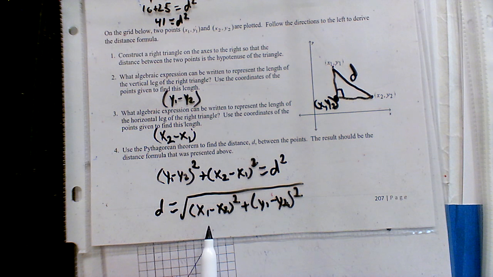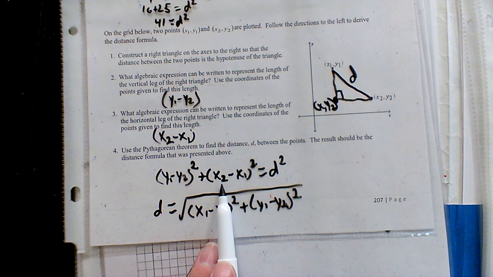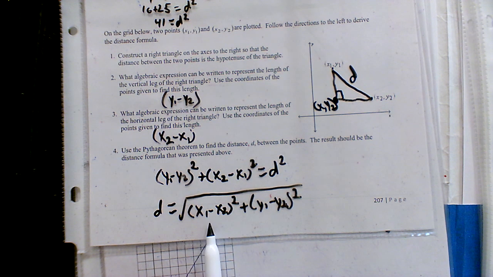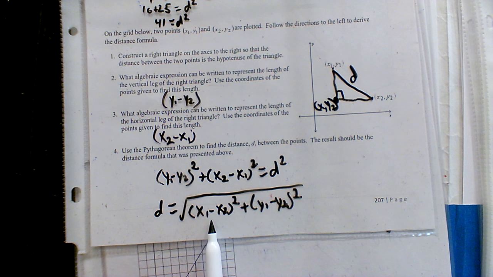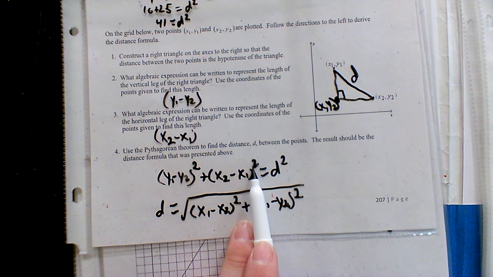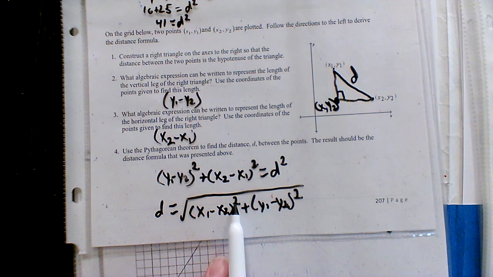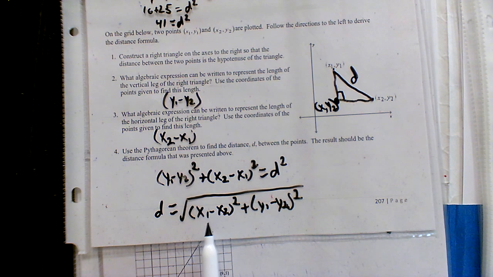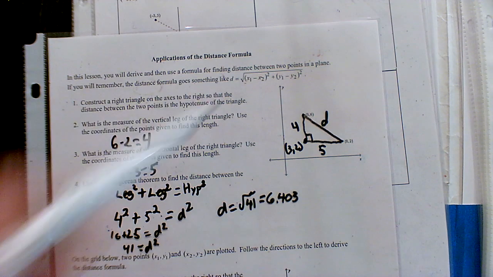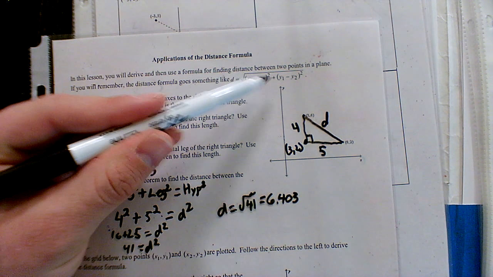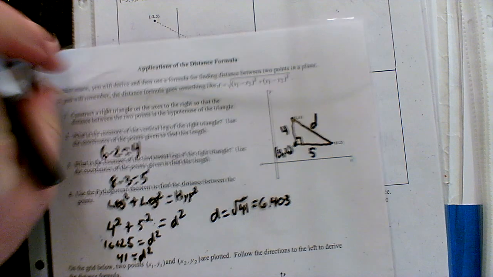Now, why can I go from x2 minus x1 to x1 minus x2 here? Why does it not matter? Exactly. It's to the second power, so you're going to square it. When you square anything, you're going to get a positive. So I can switch the values. It's just going to give me a negative value, but when I square it, I'm going to get that positive value back. So to fit the formula we have from up above, d equals the square root of x1 minus x2 squared plus y1 minus y2 squared.